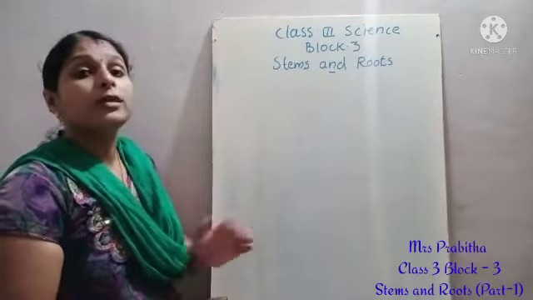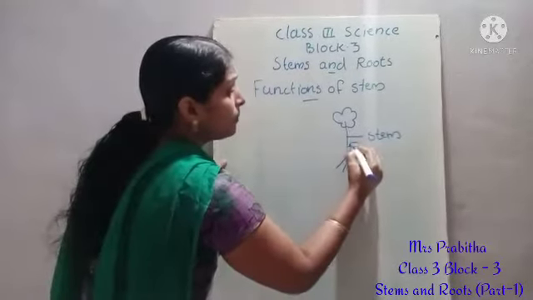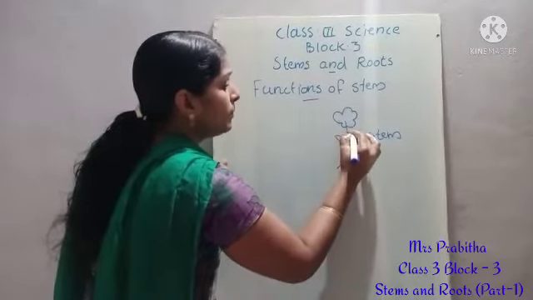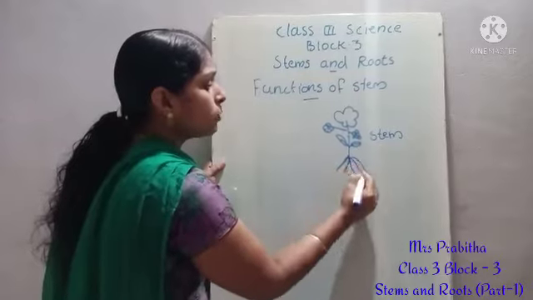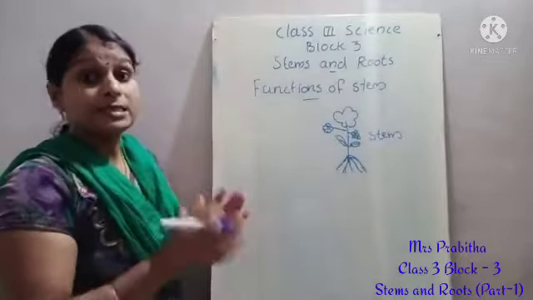One of the most important functions of stem is that stem holds all parts of the plant. We know there are different parts for a plant, right? Leaves are there, then fruits, then flowers, and roots are here. All these parts of plants are held by stem.